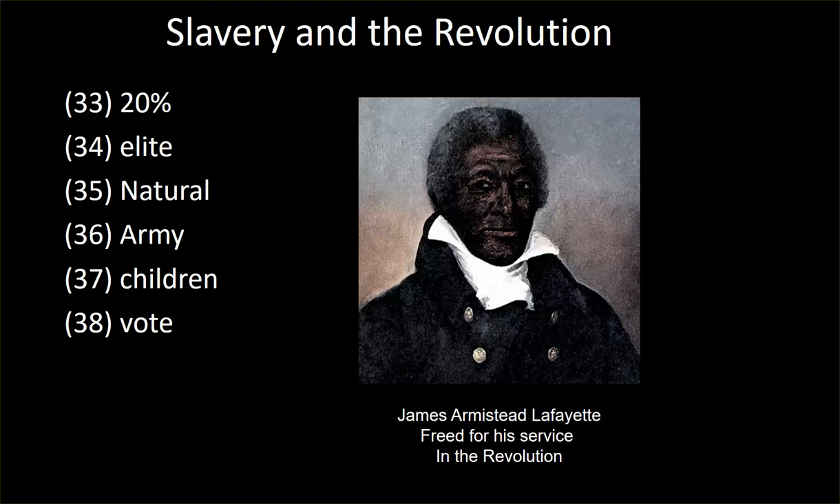But even so, slavery survived the Revolution, and it will grow. That first national census in 1790 showed that, yes, there were many more free African Americans than there had been before the Revolution, but there were also more slaves. In 1790, we had 200,000 more slaves than we'd had in 1776.